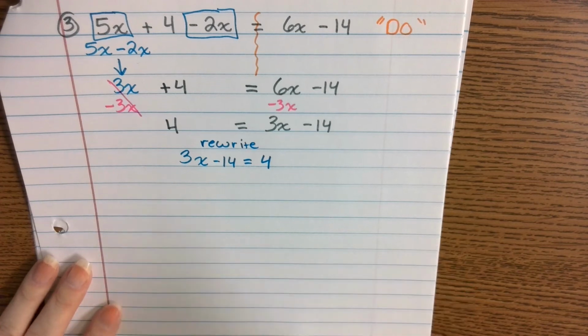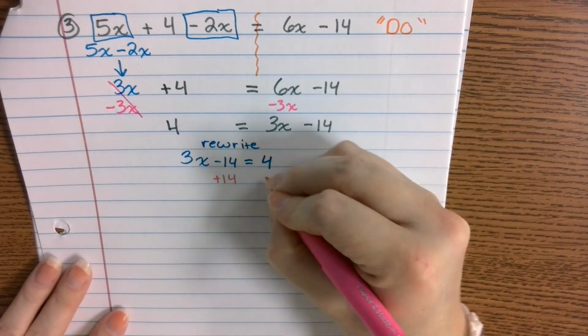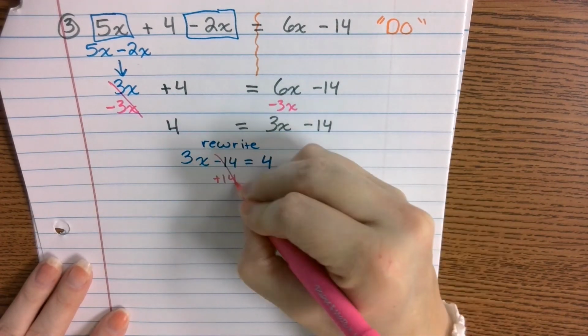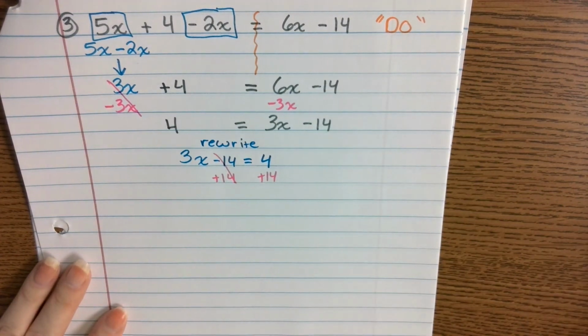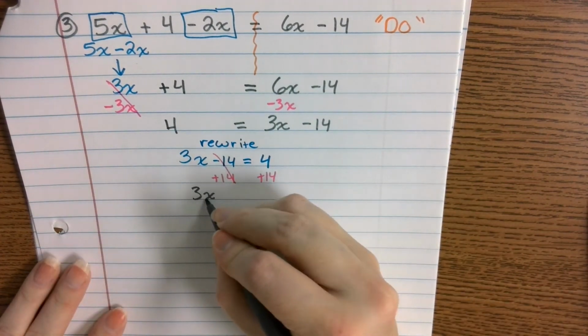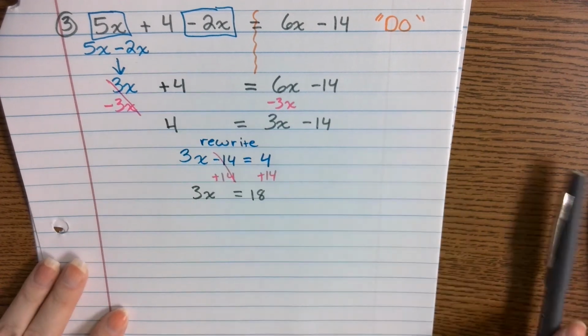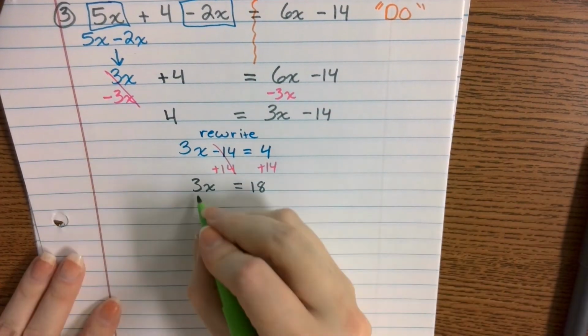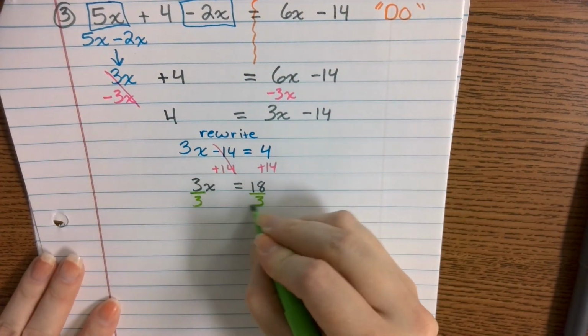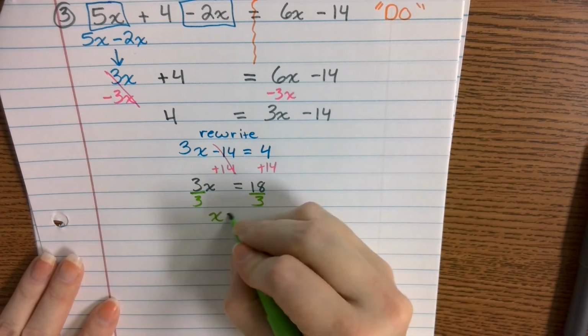Next inverse operation, we're going to add 14 to both sides. That's going to simplify to 3x is equal to 18. And then we're going to divide both sides by 3. And we'll get x is equal to 6.